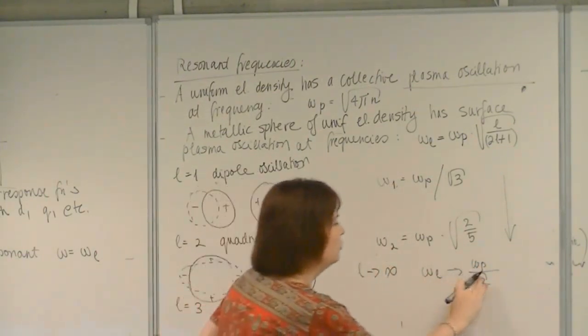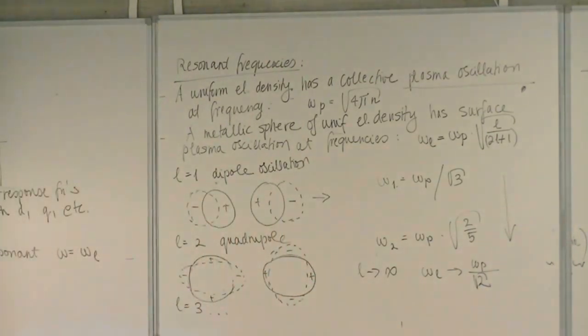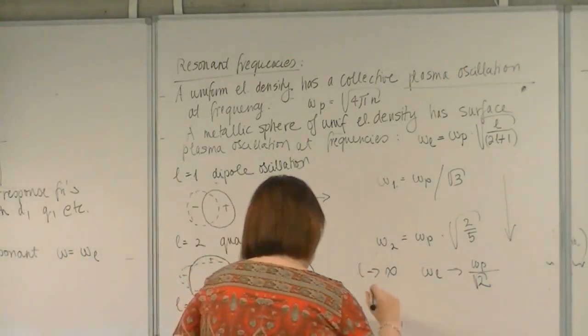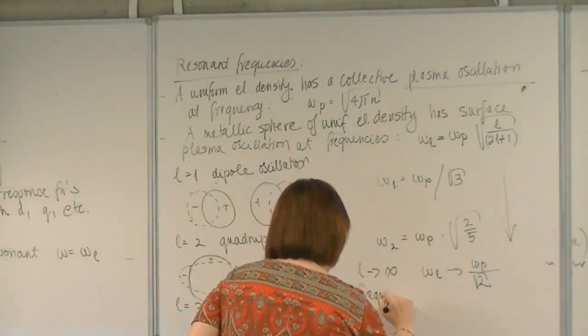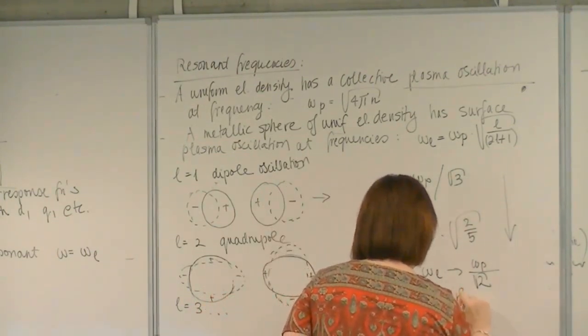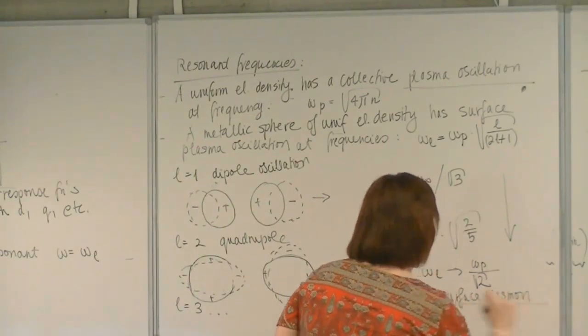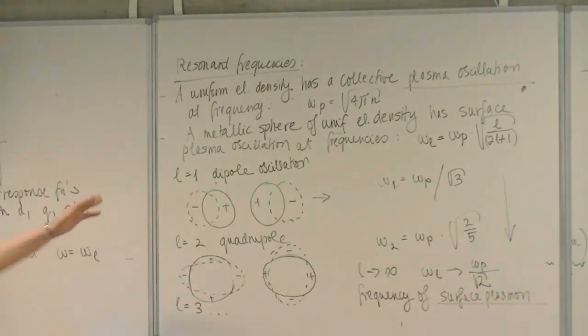Okay, good, this is good. Okay, so this is what belongs to the L infinity, and what is that? What does it mean? So we get the frequency of the surface plasma. Okay, so what? Everybody can play with this number. What is the physical background of this?